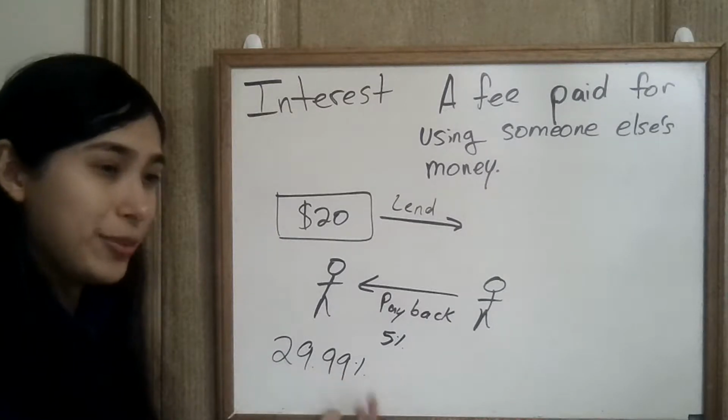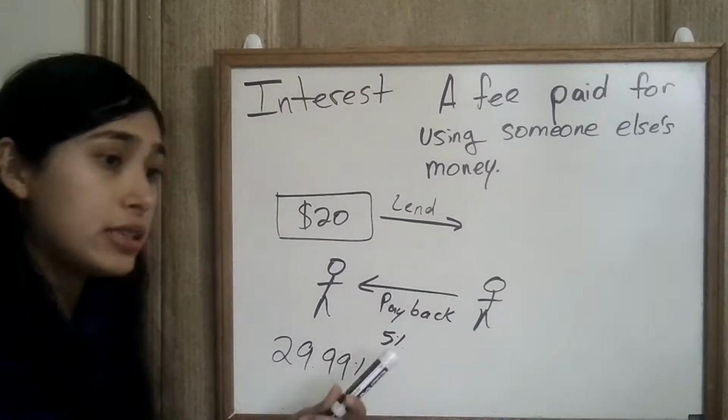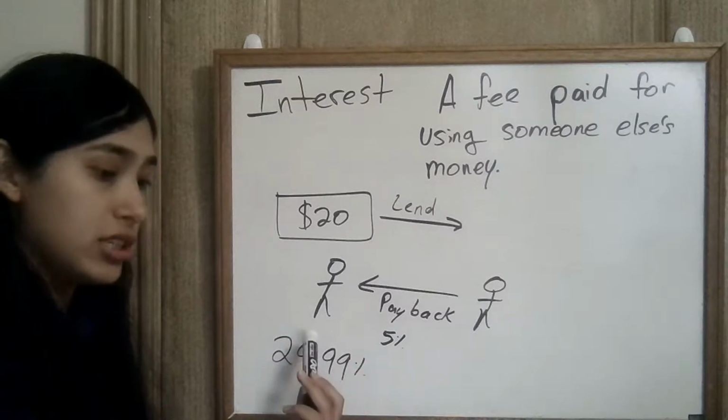So that's a way that banks are able to make money off of their interest. And also, if you lend some money out to someone else or you invest in a company, you can get interest back.